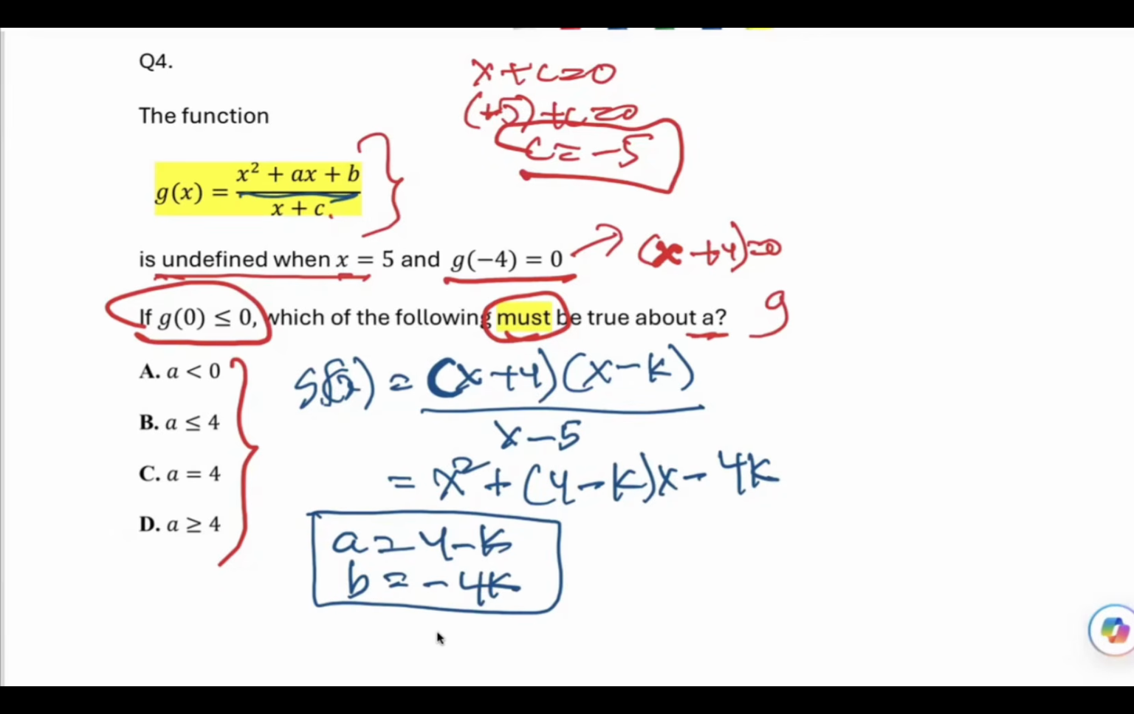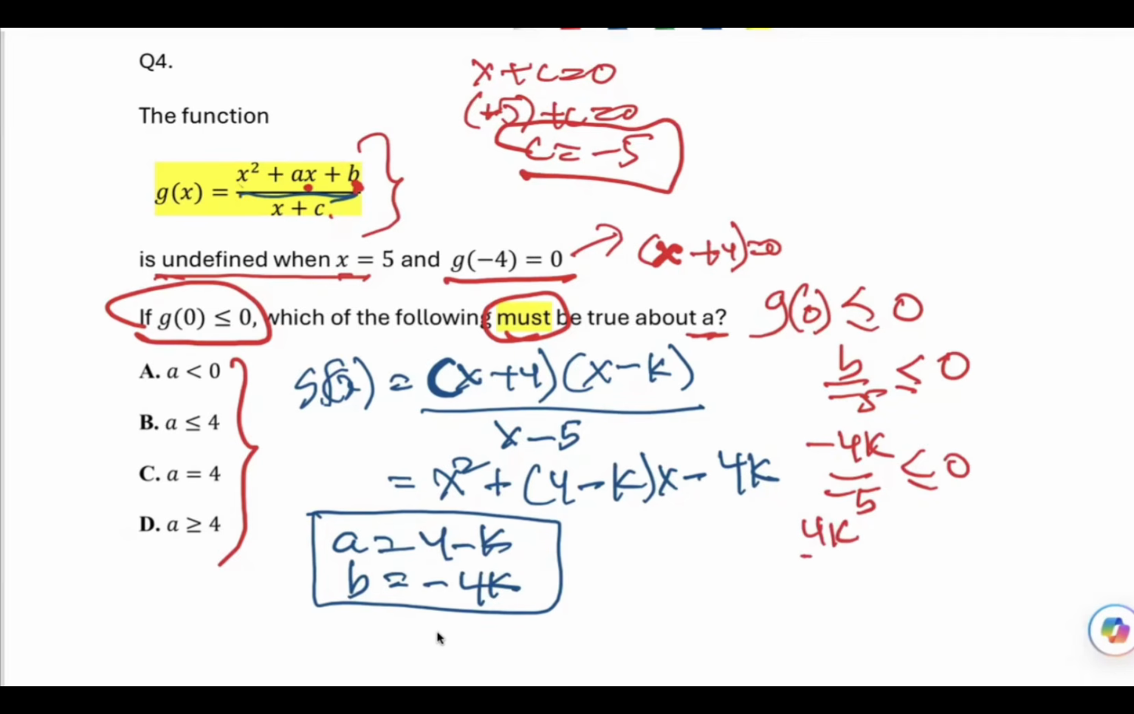But one more function, g of 0 is less than or equal to 0. If I put 0 here, what is going to happen? G of 0, this function. If you put 0 here, here, and here, you'll be left with b over minus 5 is less than or equal to 0. That's the key. And b, I know, is minus 4k. That will be 4k over 5 is less than or equal to 0. That means k is actually less than or equal to 0. Now I know my k is less than or equal to 0.